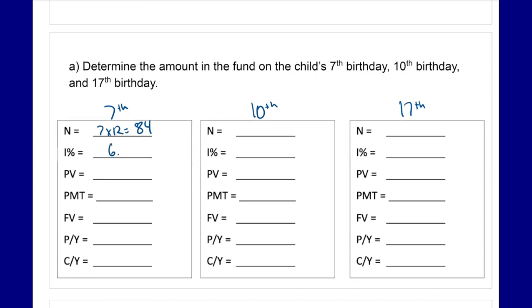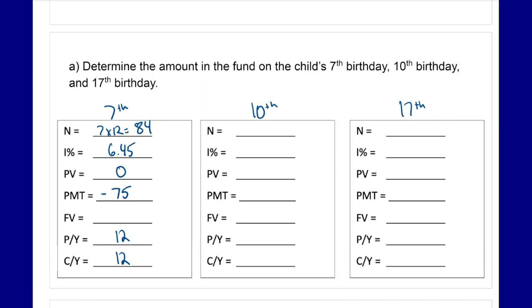Our percent is 6.45, so that doesn't change. Our PV, we're starting with 0. Our PMT is 75, but we're going to make it negative because we're depositing the money. The future value we don't know, that's what we're going to solve for. Our PY is 12 payments per year. And our CY is 12 because there are 12 compounding periods in a year.